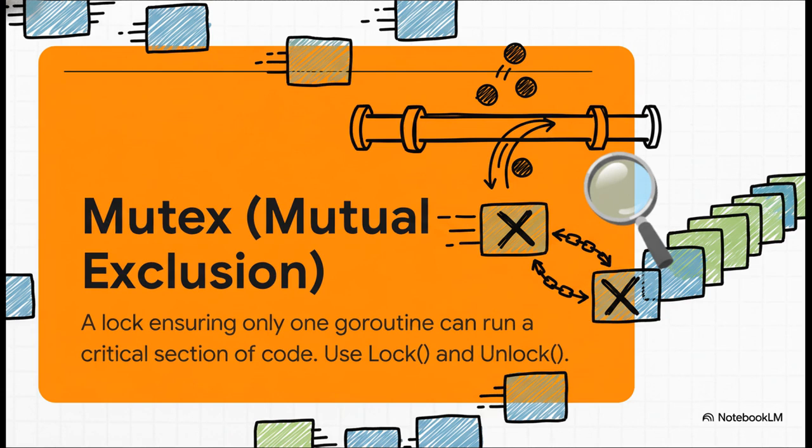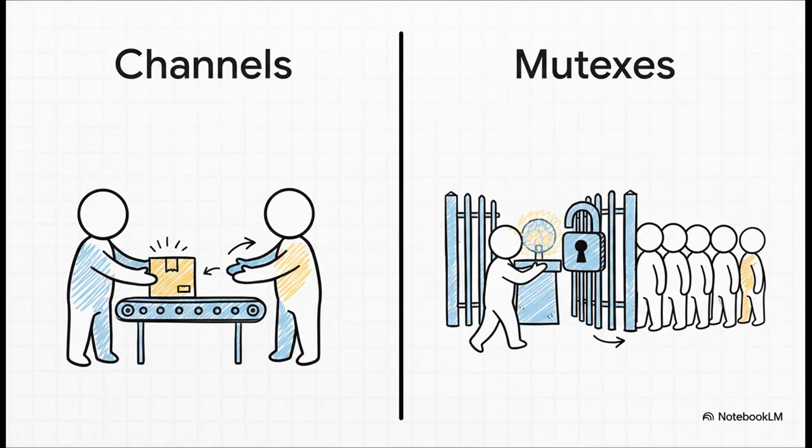The classic way to solve a race condition is with a mutex, which is short for mutual exclusion. It's basically a lock. Before a Go routine touches that shared data, it has to acquire the lock. When it's done, it releases it. If another Go routine comes along and tries to get the lock while it's in use, it just has to wait its turn. This guarantees that this critical section of code is only ever run by one Go routine at a time. Problem solved.